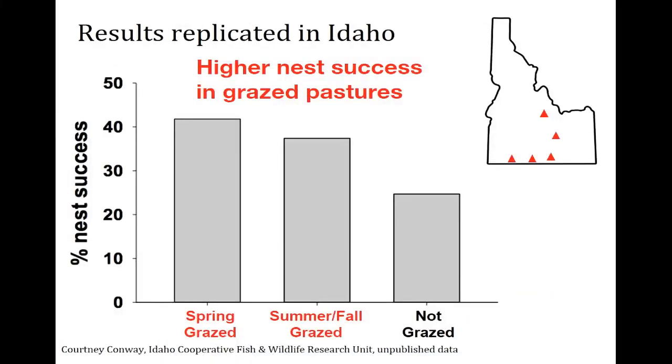Replication is the hallmark of science. It's easy to dismiss something as a one-off if it's not replicated, but there's a parallel, very large grazing study going on in Idaho at the same time that we were working in central Montana. And they are actually finding shockingly parallel results. They're finding that even though there are highly significant positive relationships between the height of certain species of grasses and nest success, they are finding significantly higher nest survival in grazed pastures as opposed to those that weren't grazed that year.